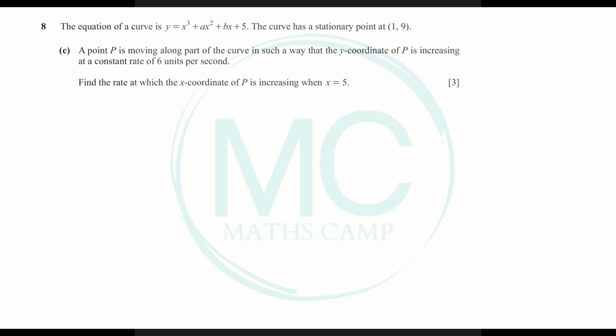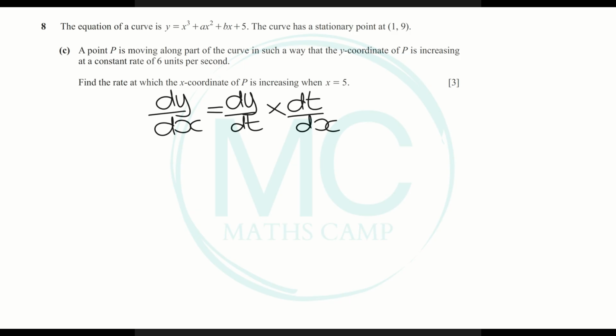A point P is moving along part of the curve in such a way that the y-coordinate of P is increasing at a constant rate of 6 units per second. Find the rate at which the x-coordinate of P is increasing when x is 5. Here we are working with rate of change, so we need to use the chain rule. dy over dx is equal to dy over dt multiplied by dt over dx.